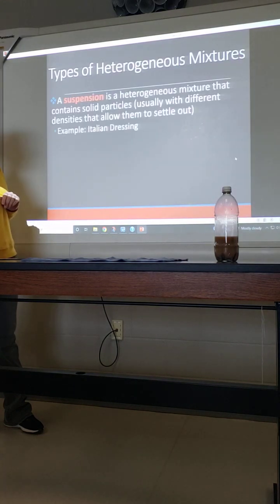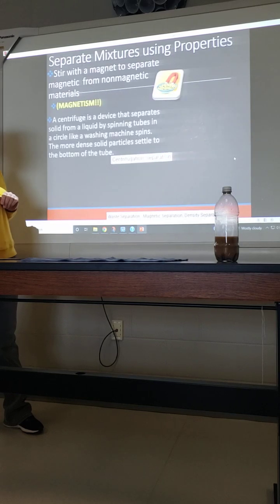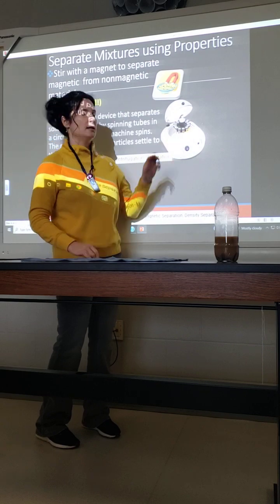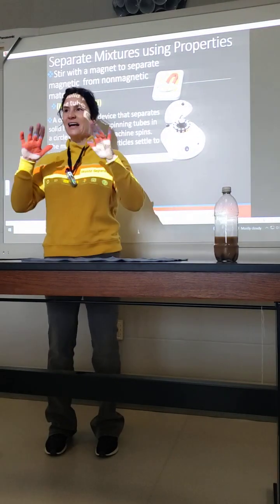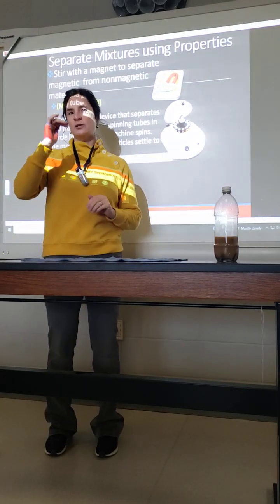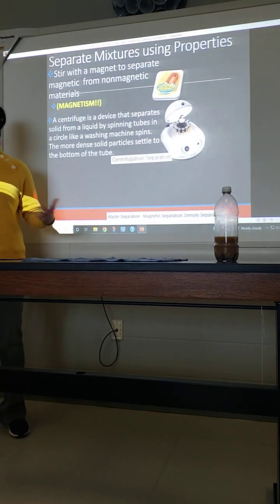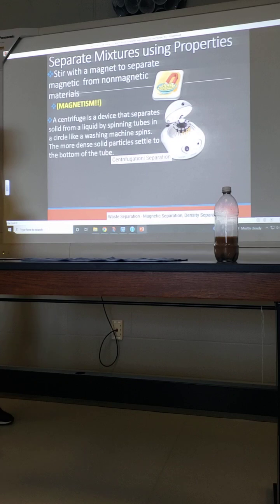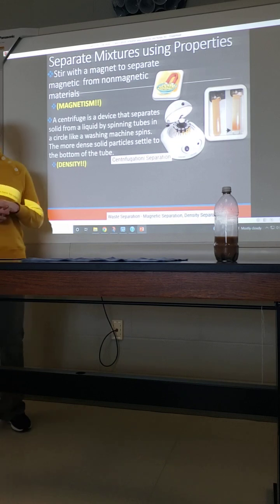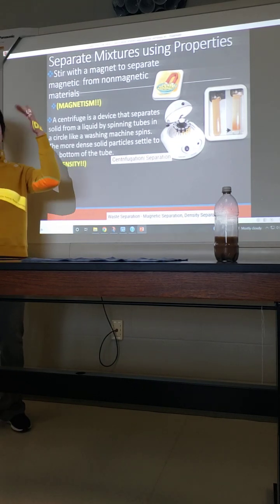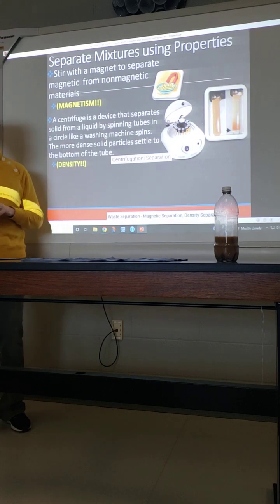Okay, so the centrifuge looks like this, and you can put the tubes in, and again, it just speeds up that settling process and is able to separate things out based on density. Right? So the property that's actually being used here is density, because the more dense material goes to the bottom, and the least dense goes to the top.